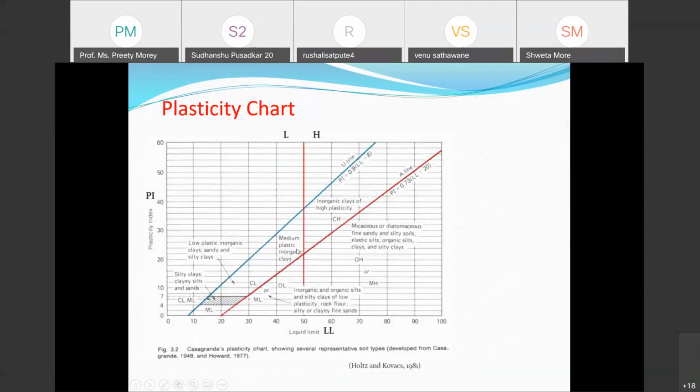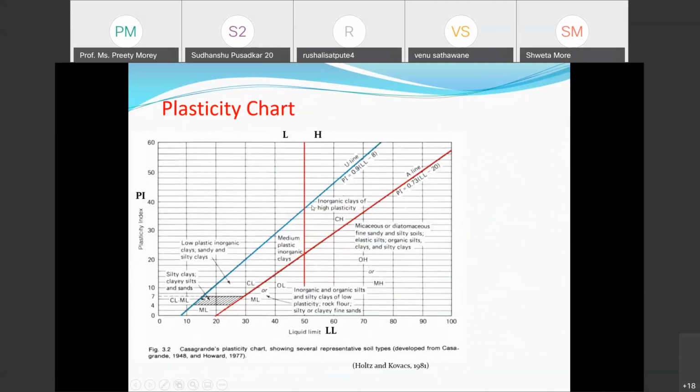This is a plasticity chart which is used for the classification system. The plasticity chart has two axes: liquid limit on the x-axis and plasticity index on the y-axis. Now this chart is plotted between these two values, liquid limit and plasticity index. What we get are straight lines. One is called the A-line, and the other is called the U-line.